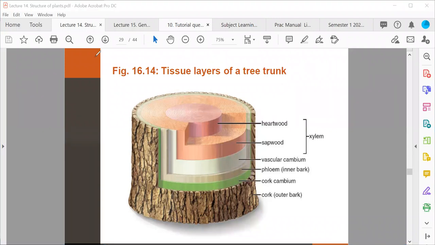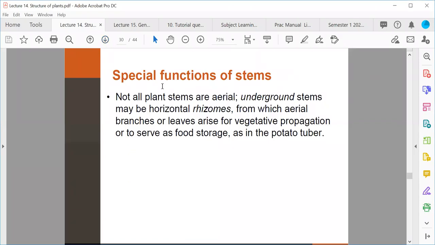All right, so let me clear all that and move on. Okay, special functions of stems.